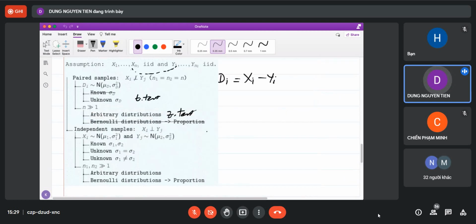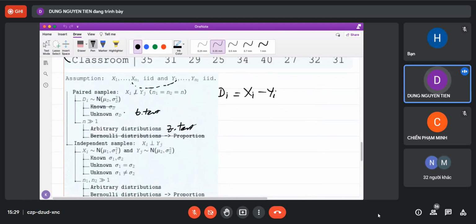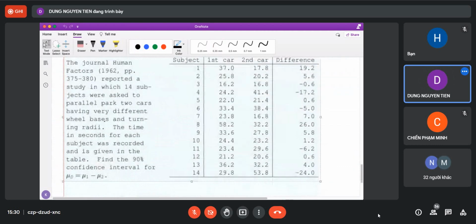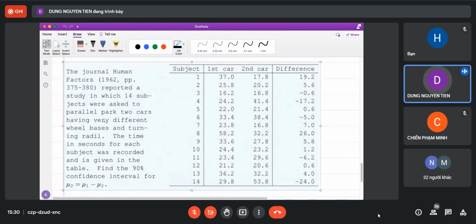So for the first, by the way, for this case, we assume that it follows a normal distribution, right? When the sample size is small for the paired samples, we assume that they follow a normal distribution, because you cannot use any software in doing this. That's why we just take it for granted. All right.